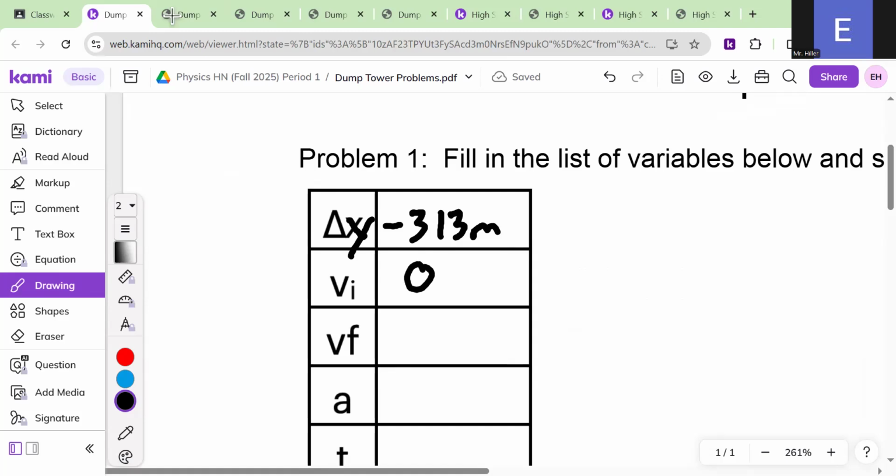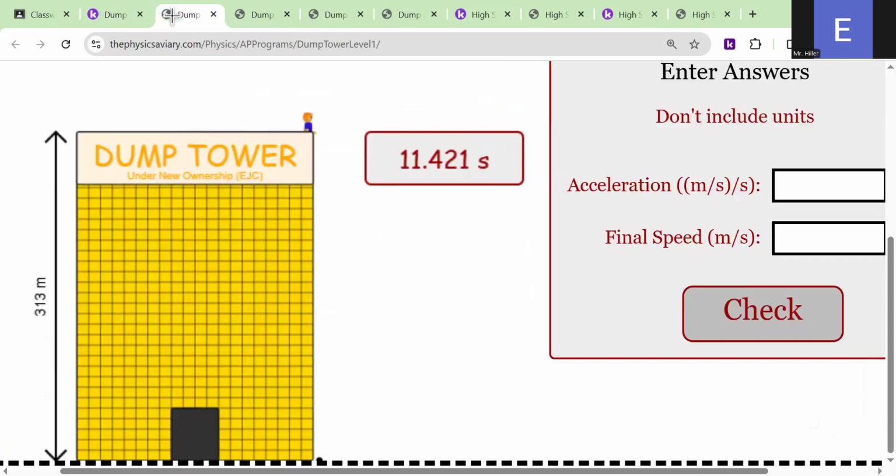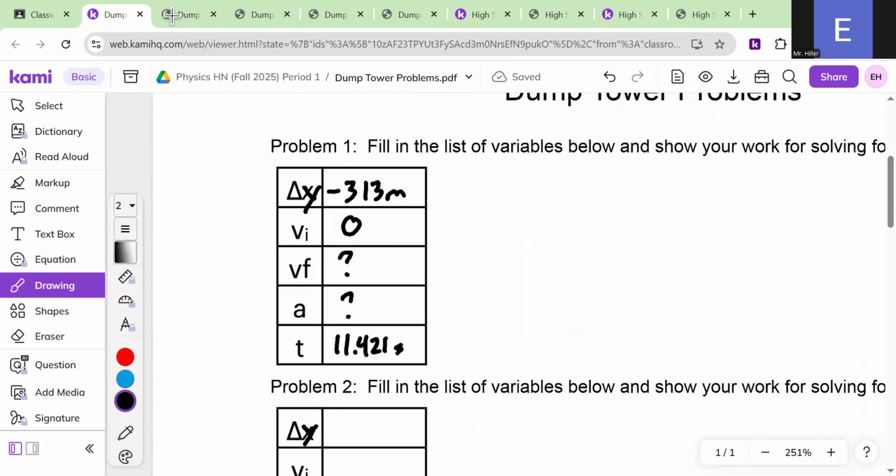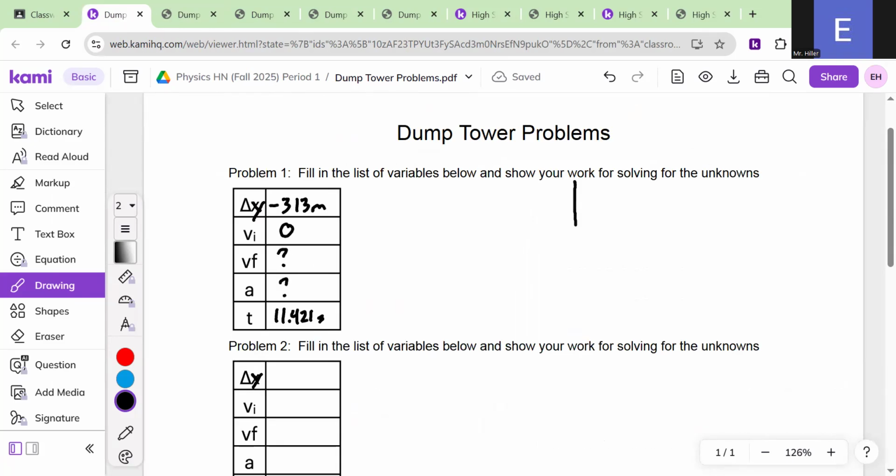My initial velocity is 0. I don't know my final velocity upon hitting. I have to find the acceleration due to gravity, and the time was, for me, 11.421 seconds. Okay, so enter all that in. What we're going to do is find the acceleration and the final velocity. Now, let's go ahead and find the acceleration first.